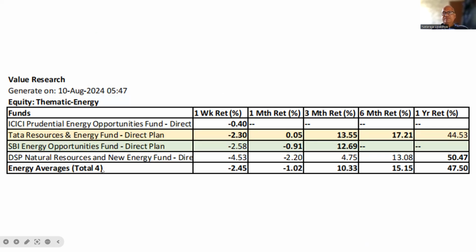Next, we are going to thematic energy funds. There are only 4 energy funds, and only one made it to the green status, SBI Energy Opportunity Fund, but it had shown negative return for the month, and it does not have annual return data because it's a reasonably new fund, 12.69% for the 3 months. Okay, so there is one more in amber, Tata Resource and Energy Fund gave a return of 44.53% for the year, which is below average, but the other returns are above average.